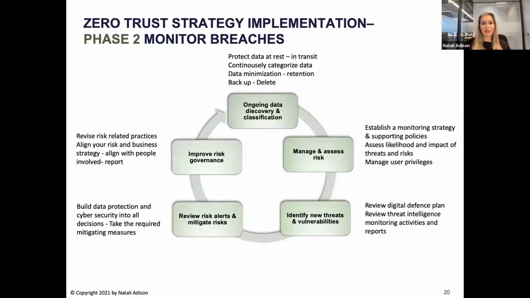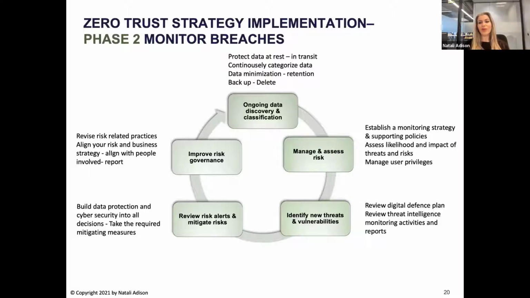Companies need to manage and assess risks all the time. They have to establish an ongoing and supporting way to assess the likelihoods and threats and risks to their system. Companies have to be able to identify new threats and vulnerabilities. They have to review their digital defense plan because it is not static.